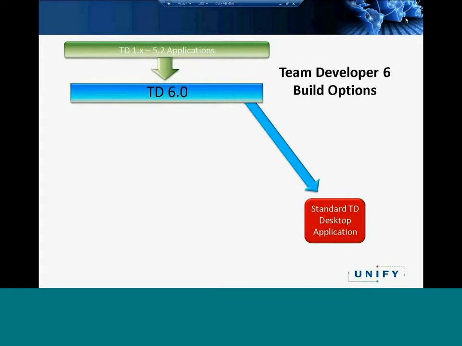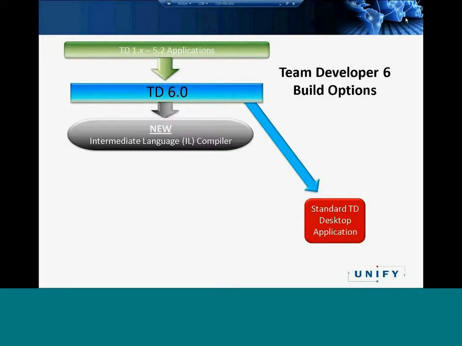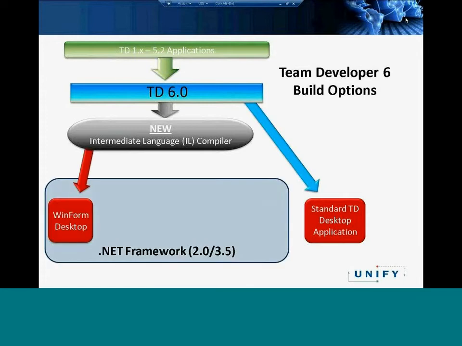So let's say you migrated your application, you opened it in TD 6.0. You're going to have several ways of deploying this application. The first one is standard TD desktop application. This is TD as you know now. This is a Team Developer running on Win32 mode.